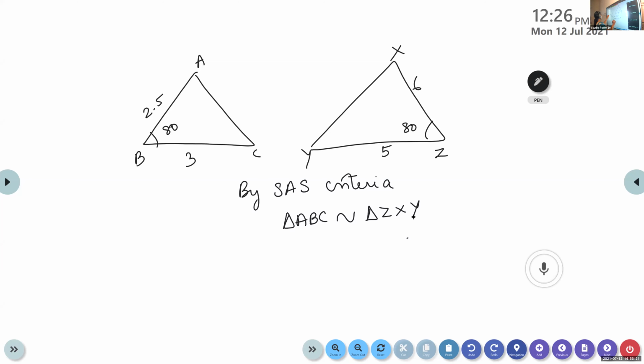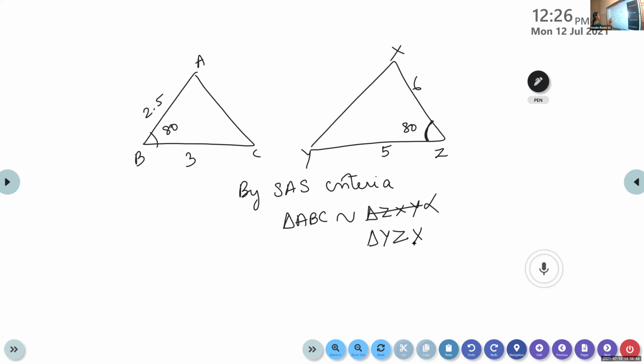Here which angle is given here? Angle B is 80. But here angle Z is 80. So this is wrong, isn't it, Vishnupriya? YZX. Okay. Now is it okay? B is equal to Z.